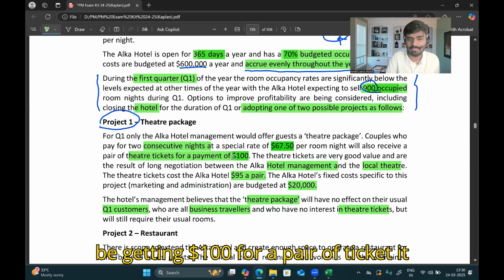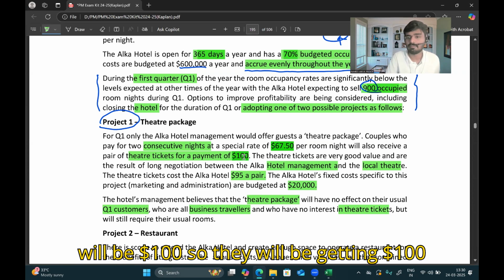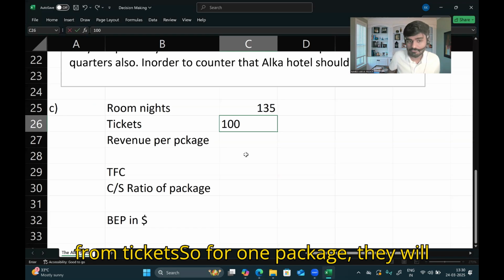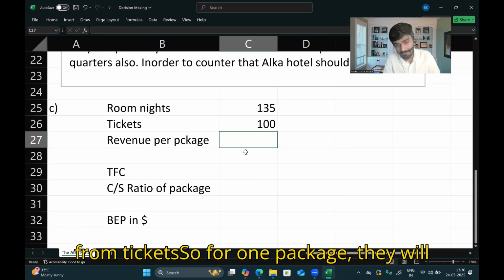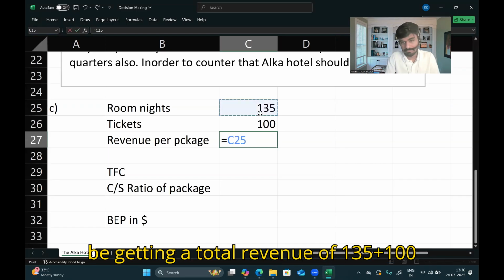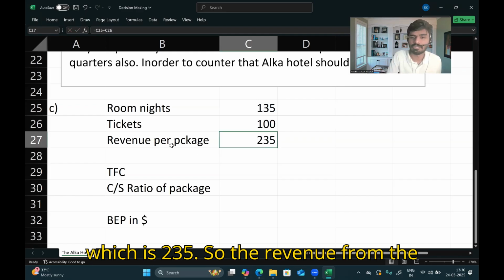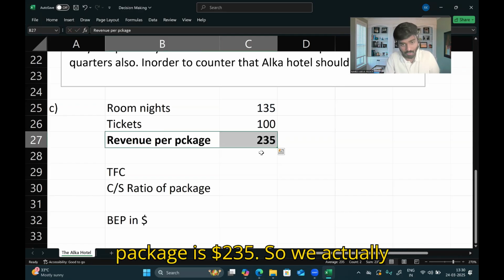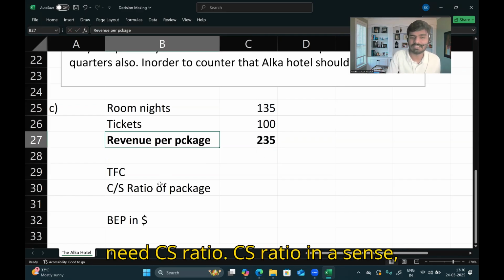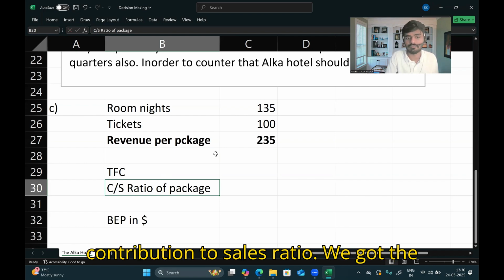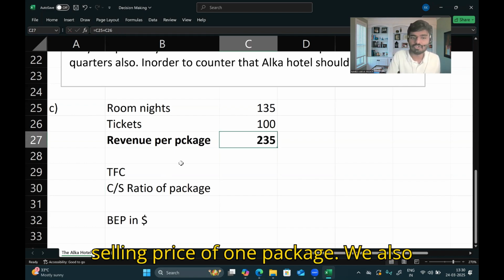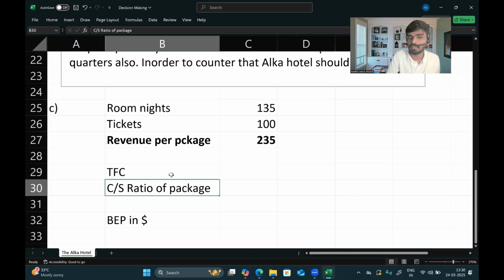From tickets, they will be getting $100 for a pair of tickets. So for one package, they will be getting a total revenue of 135 plus 100, which is 235. So the revenue from the package is $235. We actually need the CS ratio, the contribution to sales ratio. We got the selling price of one package. We also need the contribution.